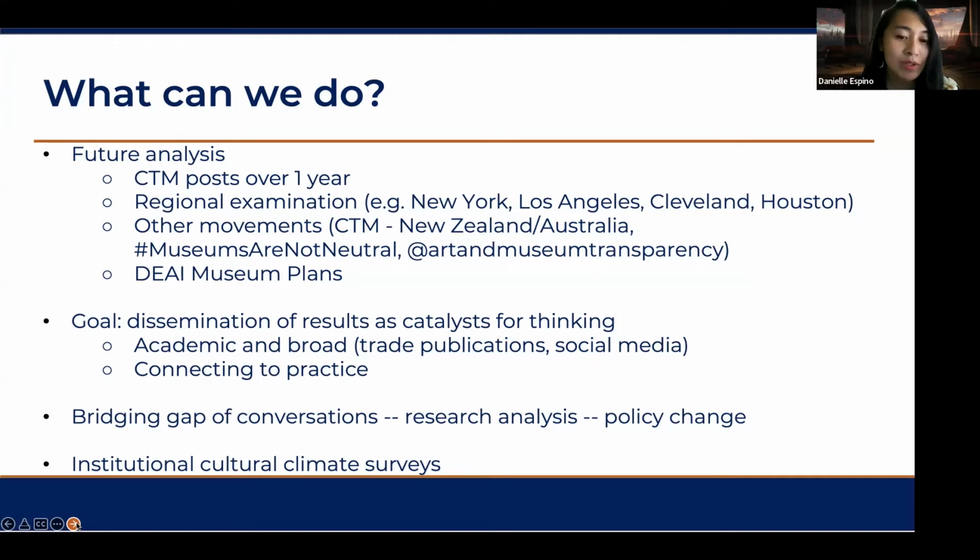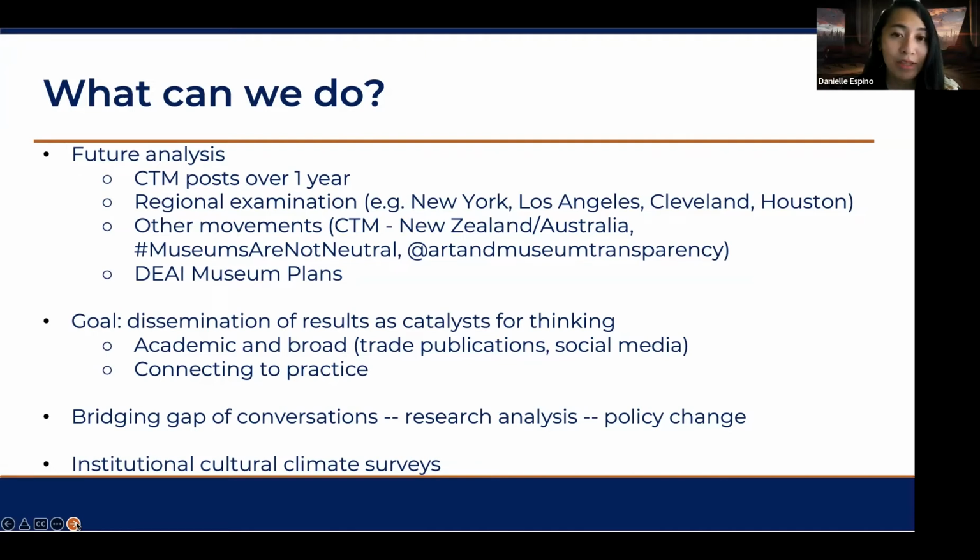Now, the posts are limited in the data because they don't necessarily always identify a particular location, but for at least the ones that do, hopefully we're able to compare. In addition, there are more movements than just the Change the Museum Instagram account. If we're able to do a similar analysis with other movements, we can also see where the trends overlap.